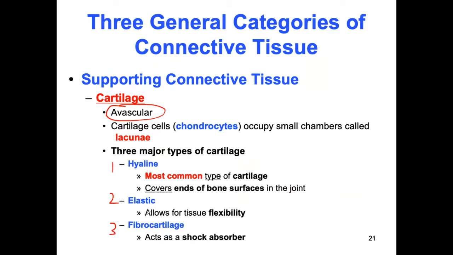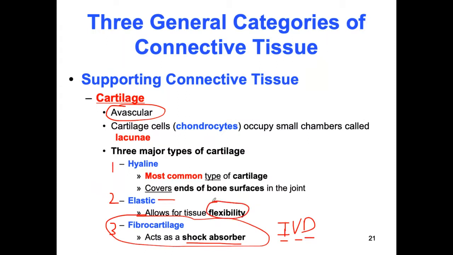The strongest of the three is fibrocartilage. It's really thick and strong. It primarily acts as a shock absorber. So where are we going to have shock absorbers in the human body? How about between the vertebrae? We call them intervertebral discs, or IVDs. You've heard of people having herniated discs or bulging discs. Well, those are fibrocartilage.